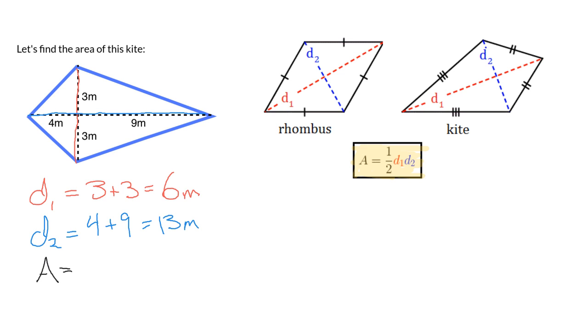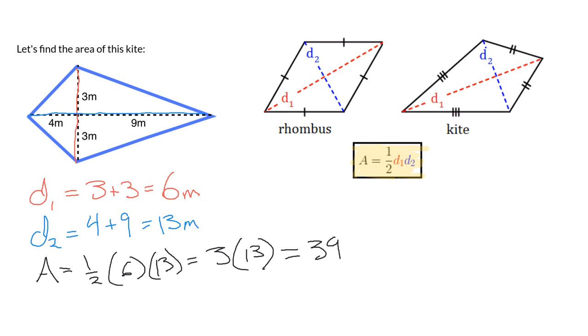So let's go into our area formula. Area here is 1/2 times 6 times 13, which does mean that we're multiplying 1/2 times 6, and that's going to give us 3 times 13. 3 times 13, of course, is going to give us 39. And we need to think about our units. We've actually been multiplying meters by meters, so that should give us meters squared. So our final answer here will be 39 meters squared.